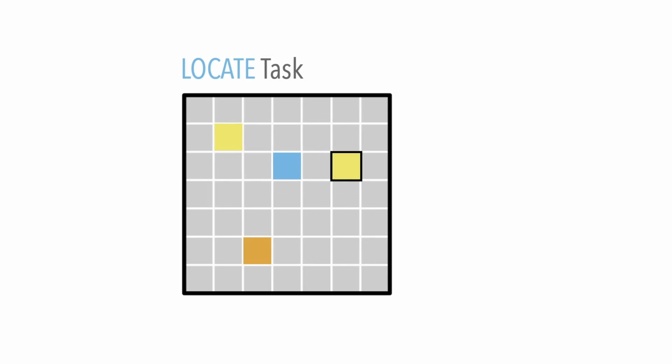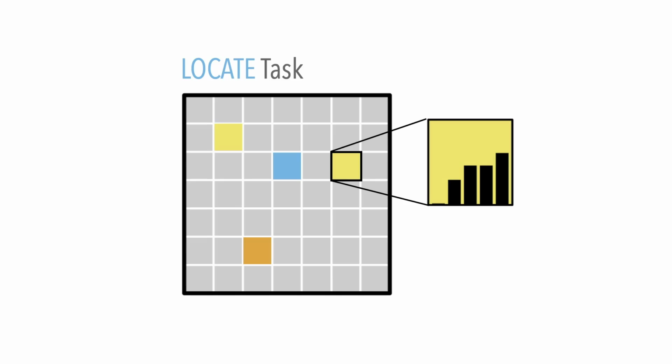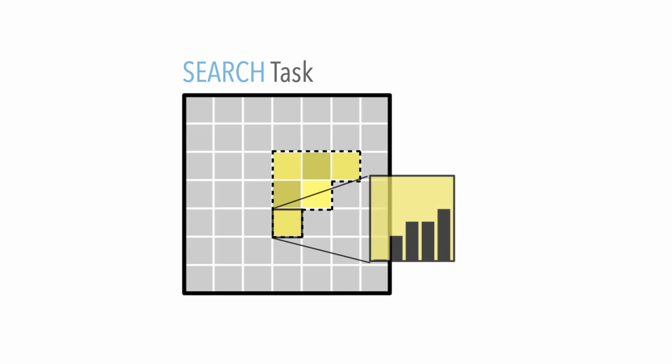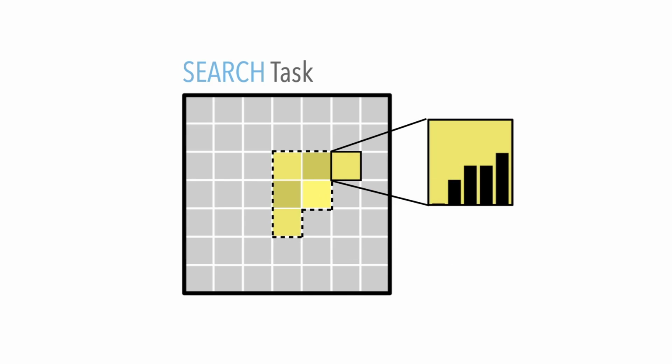The first task is locating a single cell and then inspecting the details inside. For example, what is the temporal trend of the time series in the highlighted cell? The second task is searching a region of interest containing multiple cells to find the cells that match the target pattern. For example, within the selected region, which cells have an upwards temporal trend in the last 5 years?